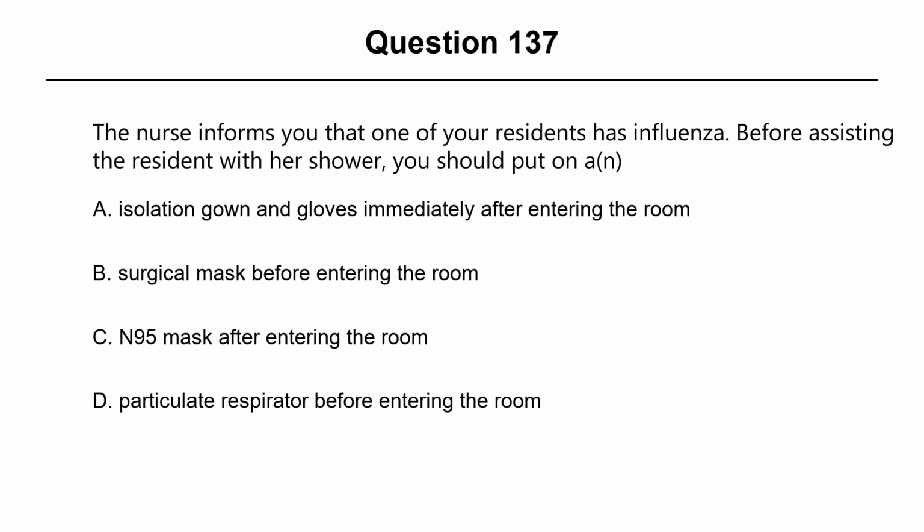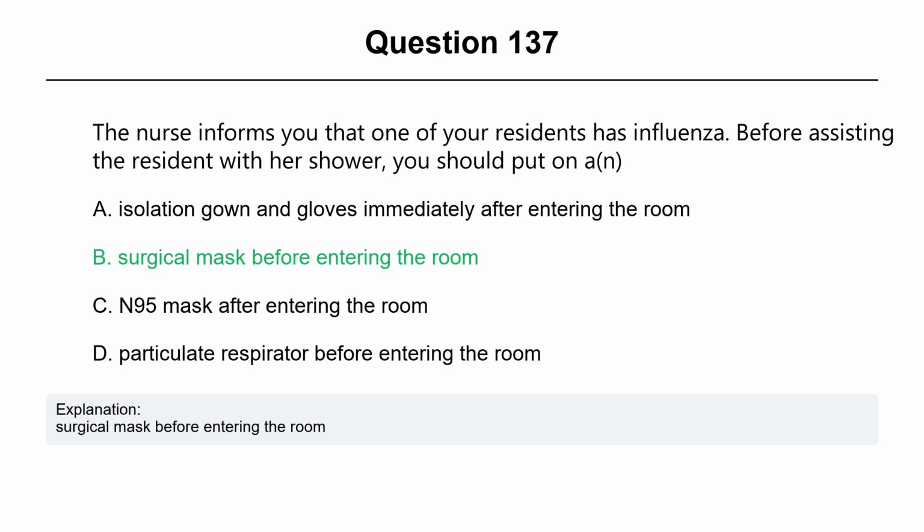Question 137. The nurse informs you that one of your residents has influenza. Before assisting the resident with her shower, you should put on option A, isolation gown and gloves immediately after entering the room. Option B, surgical mask before entering the room. Option C, N95 mask after entering the room. Option D, particulate respirator before entering the room. The correct answer is option B, surgical mask before entering the room.